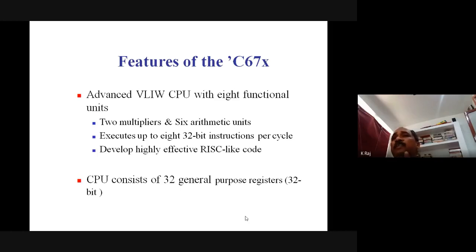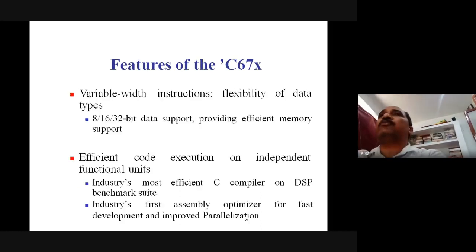And the next one is the CPU consists of the 32 general purpose registers. In addition to the above, it includes the 32 general purpose registers, and each has a word length of 32-bit. These are the features which we are describing related to the 6.7 family here.